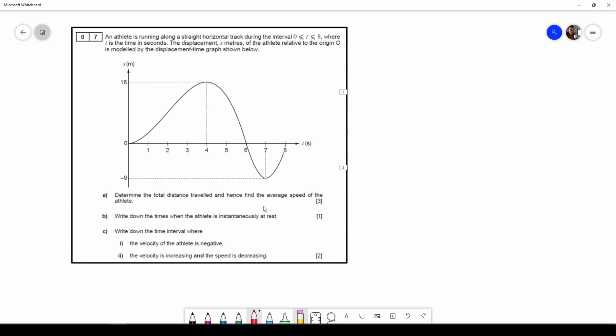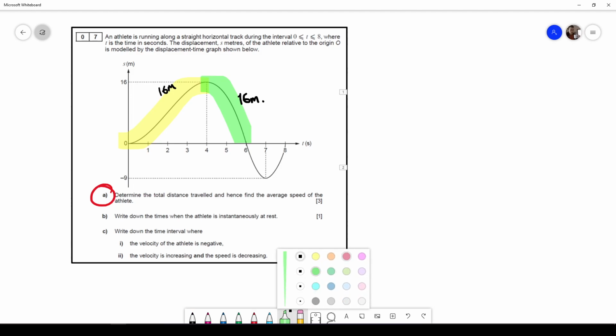Okay, let's try part A first. We're going to look at the total distance travelled. Now, to do that, we need to just split it up into several parts. So this first little chunk of journey here, we're travelling 16 meters in those first 4 seconds. The next little part of the journey here, we're going back 16 meters, but it's still an extra 16.